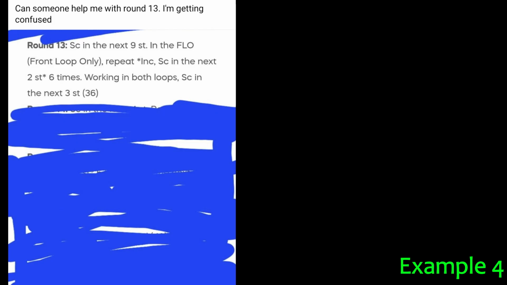So for the final example, the person asking for help is a little confused, and understandably. Not that the pattern is wrong, it's just that it is a little bit different to the average pattern. So it is saying to single crochet in the next 9, then working in the front loops only to increase, single crochet in the next 2, and then do that 6 times. Then returning back to the stitches as you would normally, single crochet in the next 3. So it's a bit all over the place.